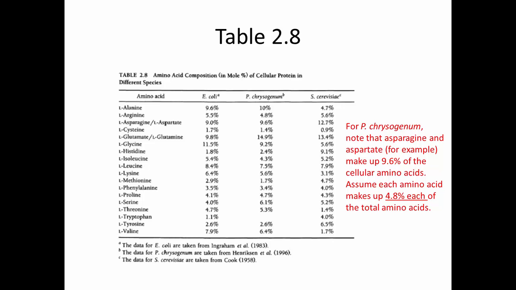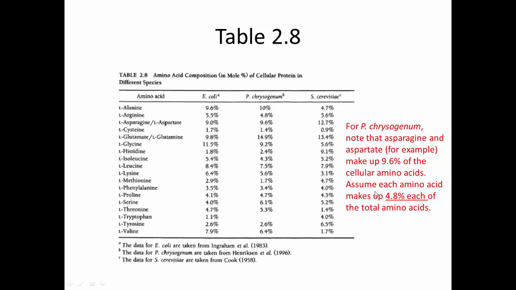Okay, so we look at table 2.8, which is an amino acid composition breakdown in mole percentage of cellular protein in the different species. Penicillium chrysogenum here is in the middle. And again, you'll notice that asparagine and aspartate, just like glutamate and glutamine, are lumped together, and both asparagine and aspartate make up about 9.6% of the amino acids in protein.